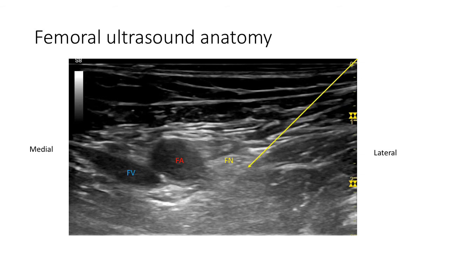Note that there is a slight variation in appearance, but the femoral nerve is found consistently lateral to the femoral artery between the fascia iliaca and the iliopsoas muscle. Tilting the probe will make the nerve appear more clearly.